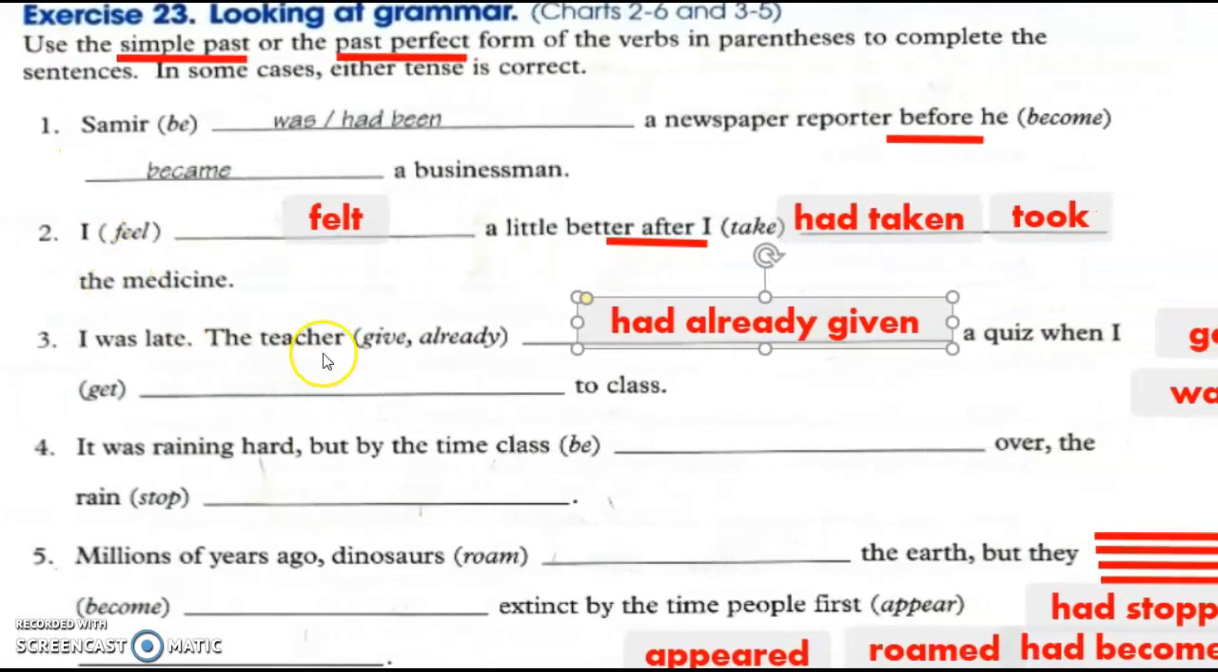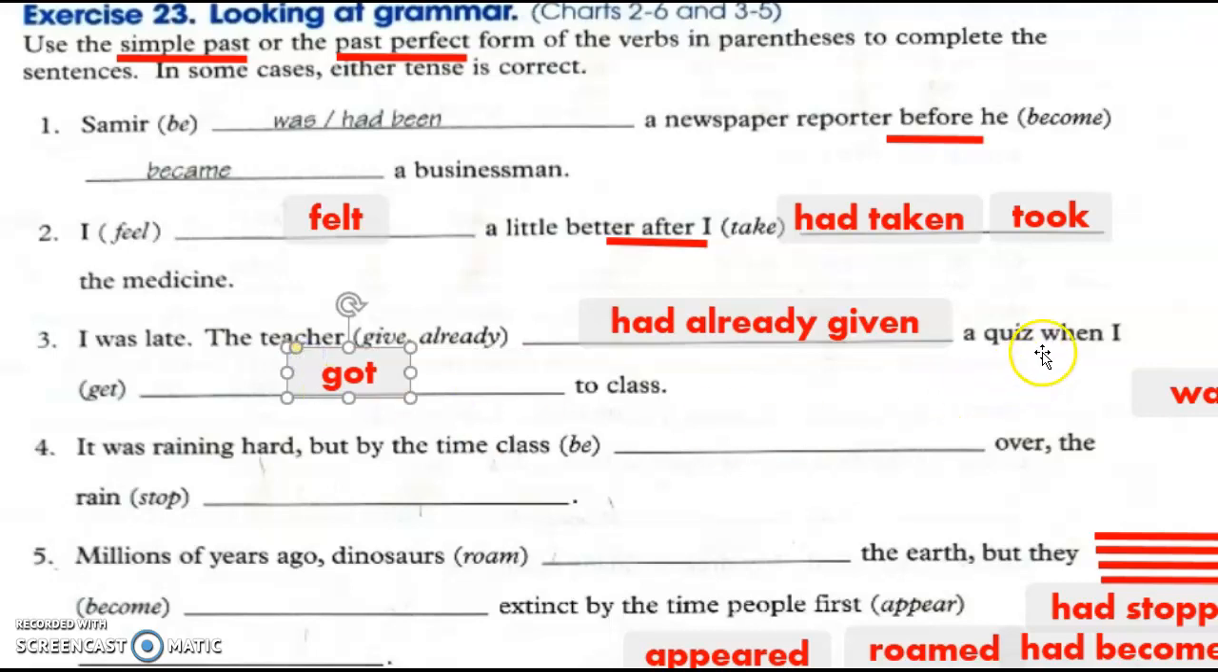The teacher had already given a quiz. The second verb should be in the simple past: when I got to class. Again, when I got to class, it's the time clause. So the verb in the time clause, when the sentence is in the past, the verb should be in the simple past.